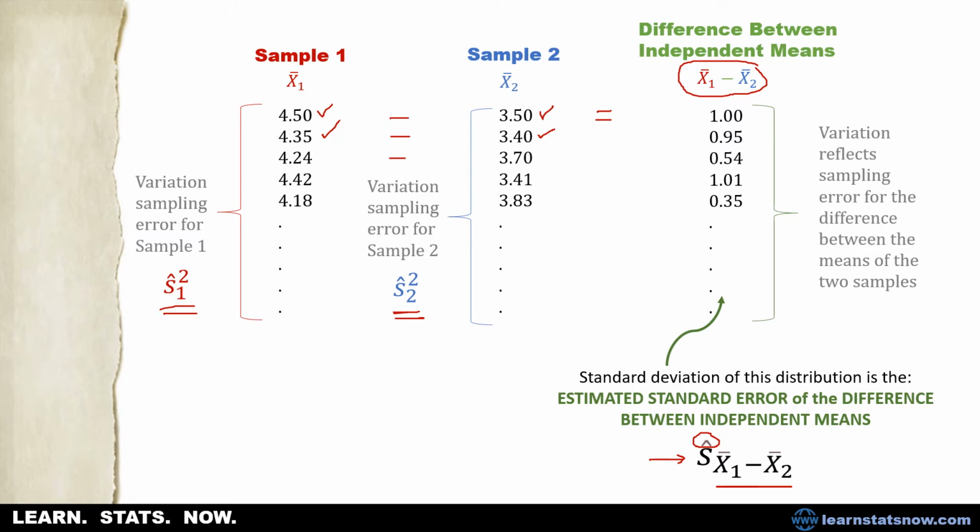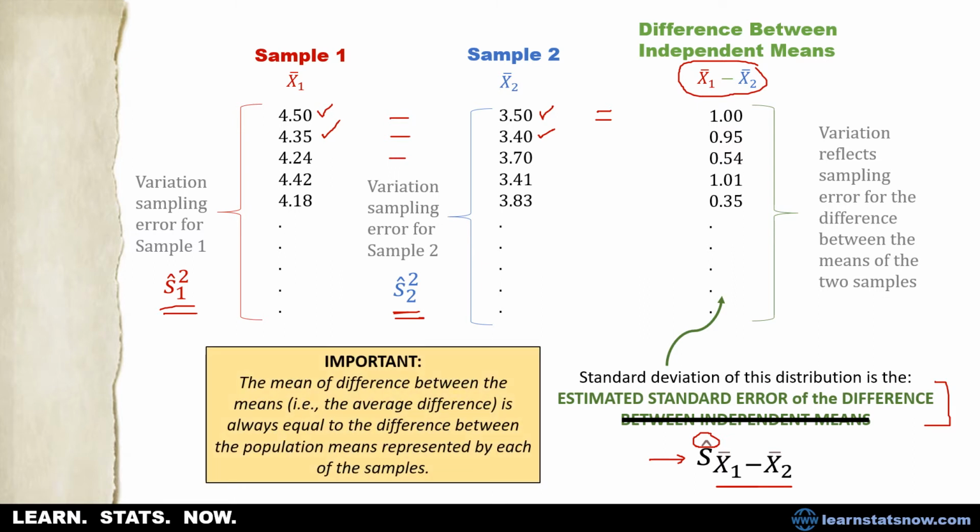Okay, now to shorten things and make things a little less complicated, we typically don't refer to it by this big long term. We just get rid of the "between independent means" and we call it the estimated standard error of the difference. Now, here's an important note though about this distribution. The mean of the difference between the means, in other words, the mean of this distribution, if I were to average out all of these mean difference scores, that's going to always be equal to the difference between the population means represented by each of the samples, okay? So the mean of the difference between the independent means, that distribution, is equal to the mean difference in the population. And that's important because that's going to form the basis of our sampling distribution.